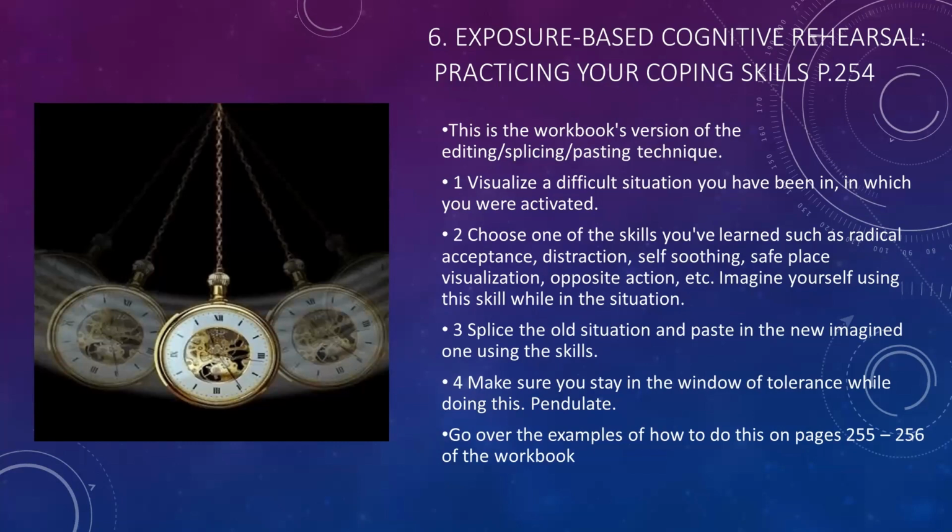2, choose one of the skills you've learned, such as radical acceptance, distraction, self-soothing, safe place visualization, opposite action, etc. Imagine yourself using this skill while in the situation. 3, splice the old situation and paste in the new imagined one using the skills. 4, make sure you stay in the window of tolerance while doing this. Pendulate. Go over the examples of how to do this on pages 255 and 256 of the workbook.